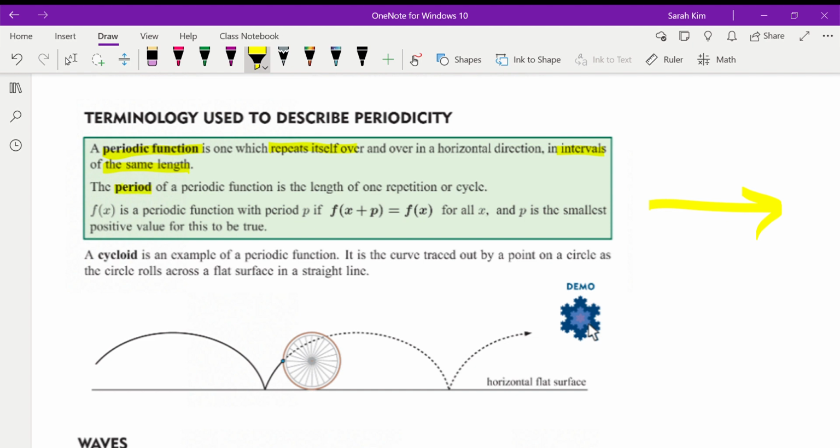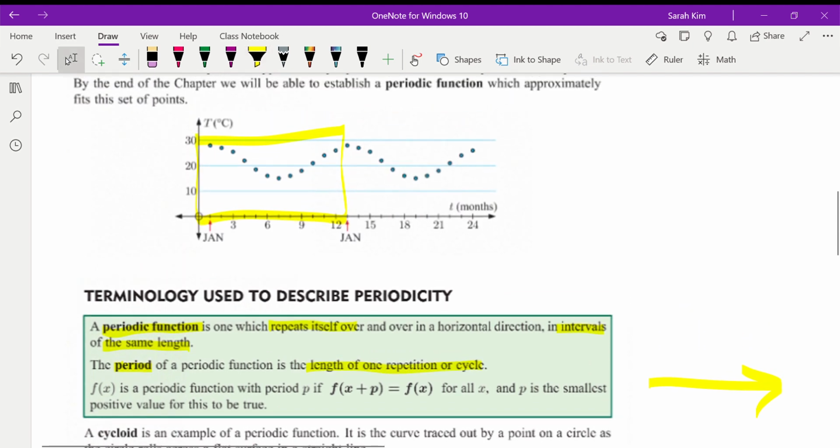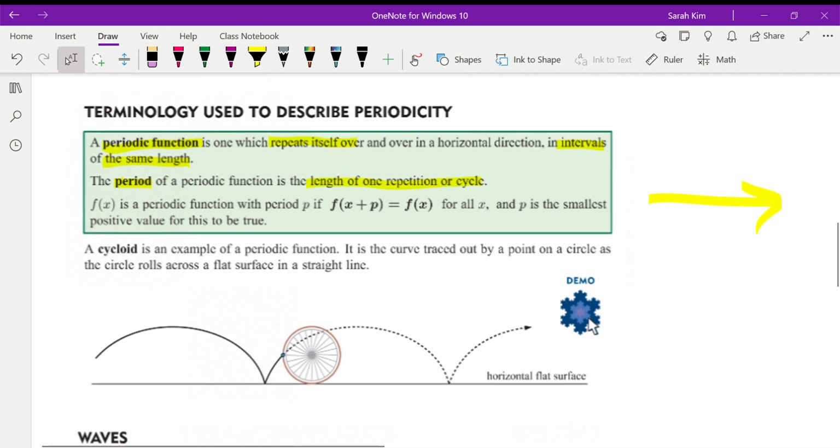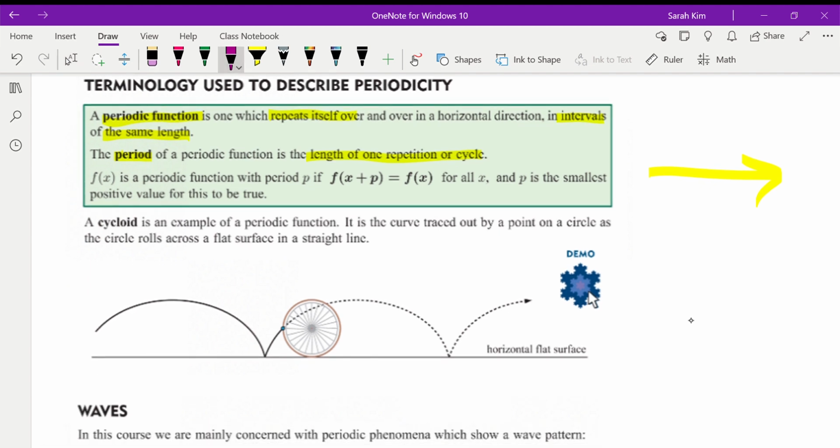A period of a periodic function is the length of one repetition or one cycle. So how long has this lasted for? Well, January to January, the period would be 12 months. Alright, f of x is a periodic function with period p if f(x + p) = f(x) for all x, and p is the smallest positive value for this to be true. Okay, so you can copy those points down under the title over here, terminology used to describe periodicity.